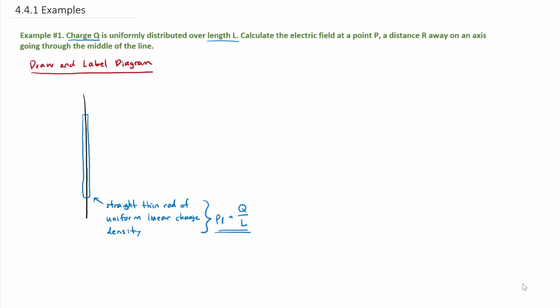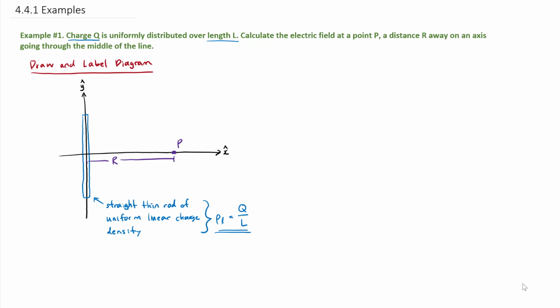We can move on, and it says the electric field at a point P, a distance r away on an axis going through the middle of the line. So this middle of the line was drawn and given to us and shown as something like this. So the x-axis goes straight through our blue rod, and there's going to be a point P somewhere here. So we'll call this P. And this point P is going to be a distance r, let's make this clearer, R, away from the y-axis.